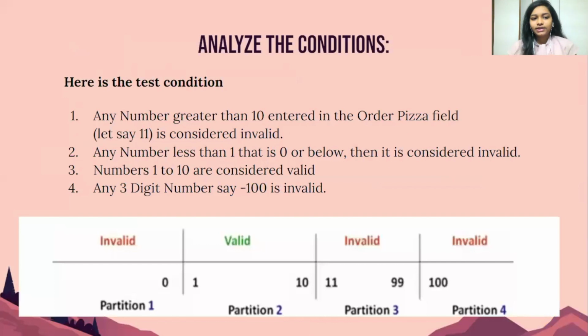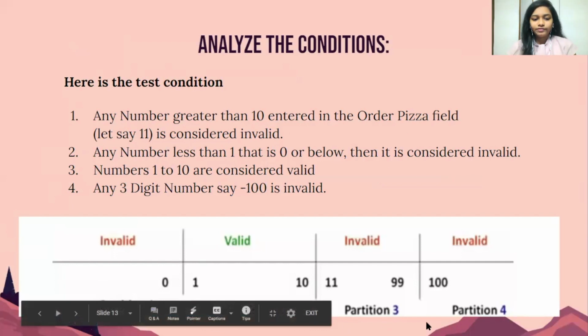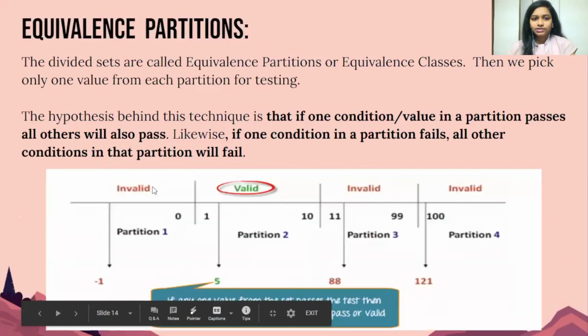So let's check this condition over here. When we say it's a valid case, it is from 1 to 10. This case is called the valid case. This is the equivalence partition which we are talking about. And below 0 it's called invalid, 11 to 99 is invalid, and from 100 it's invalid. So these are the cases which we need to test right now.